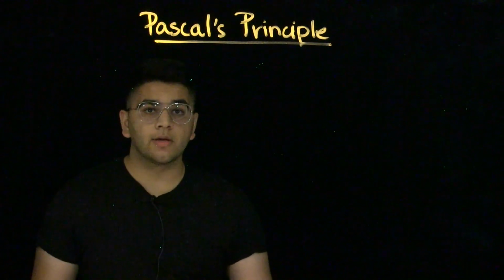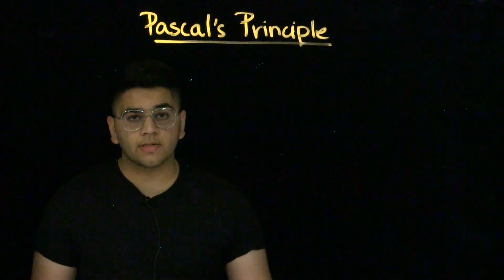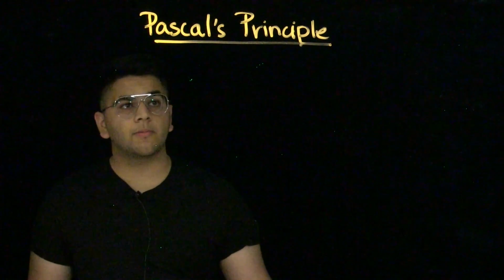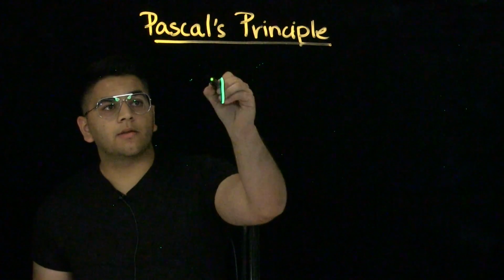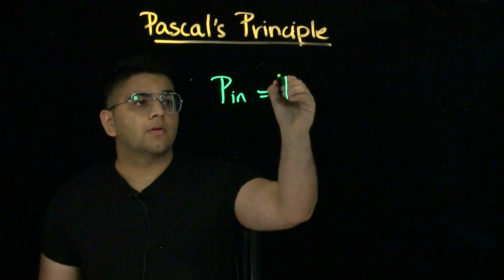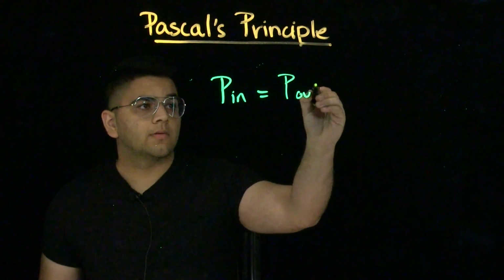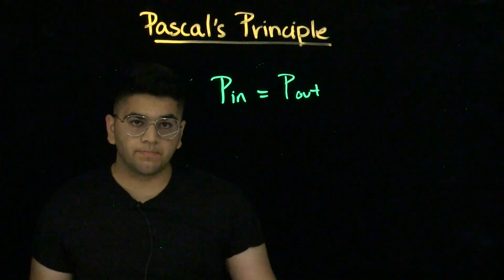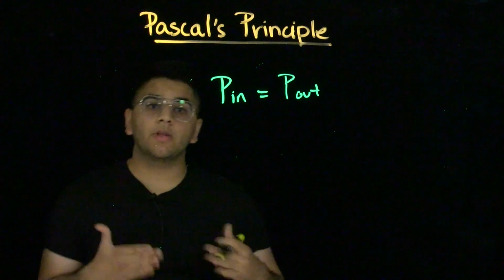Pascal's principle states that when a pressure in a confined fluid is externally increased, at every point in the fluid the pressure will go up by the same magnitude. What does this mean? Simply put, it means that the pressure put in externally will equal the pressure outwards at every point in the fluid. So the pressure in will equal the pressure out.